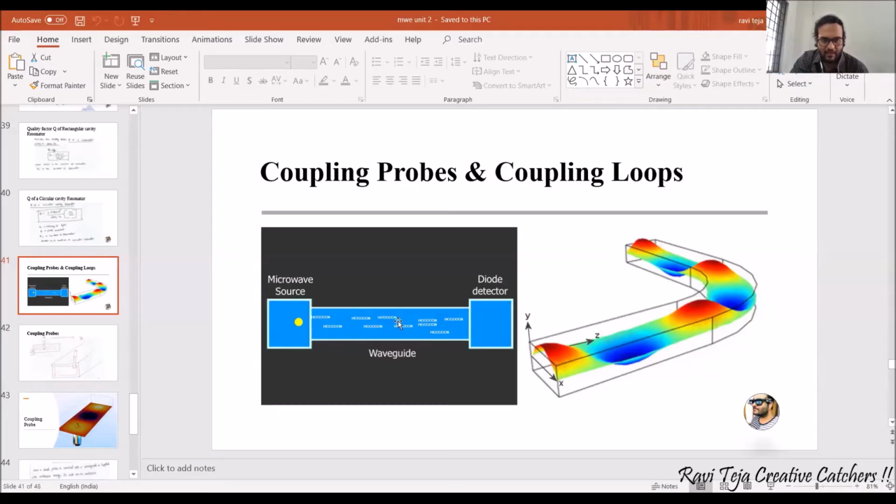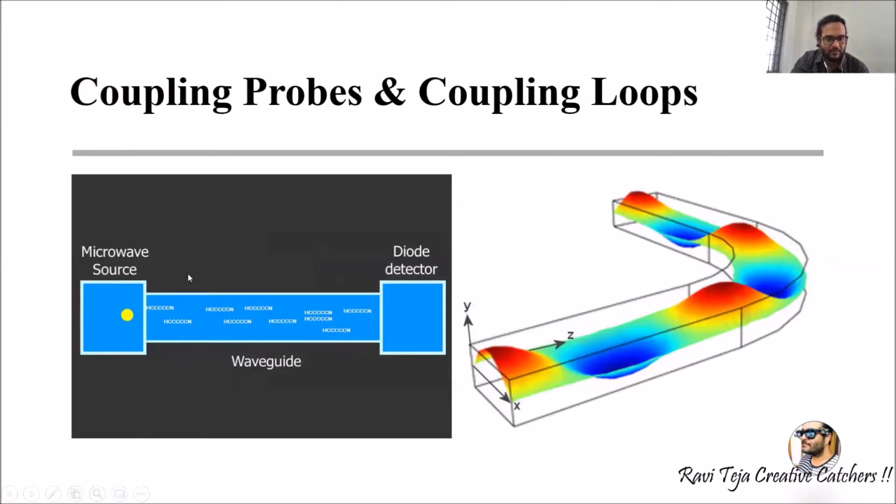So if you see here, if at all you want to transmit any microwave signal in a waveguide, we need a microwave source. This microwave source can be an oscillator or a generator or any kind of device which will keep on generating microwave signals. So always a waveguide is connected to a microwave generator or a microwave source through which the microwave signals are transmitted, and these signals will be reaching the other end.